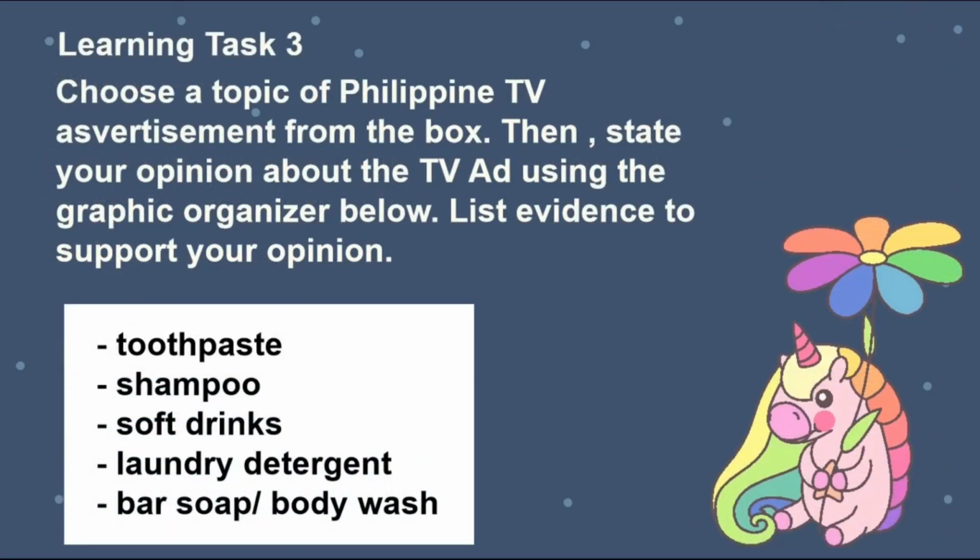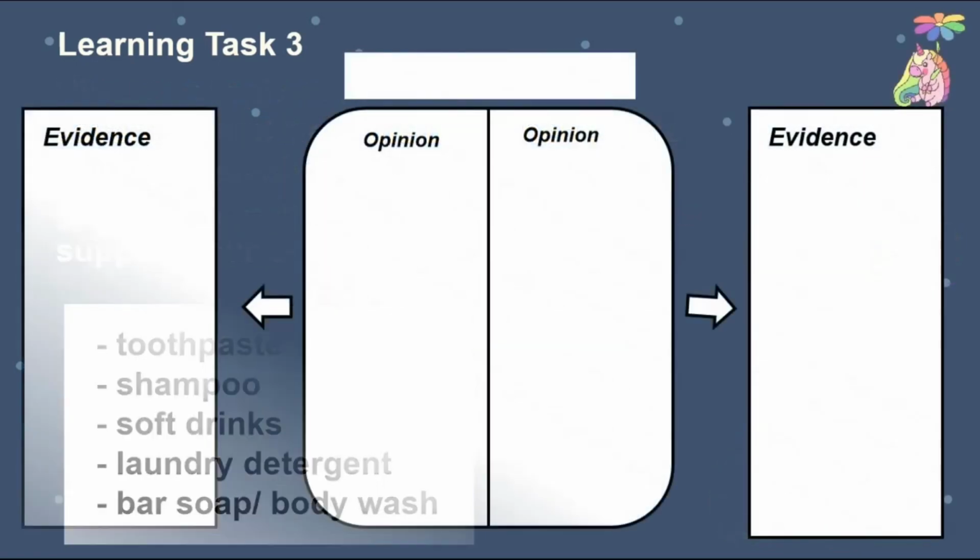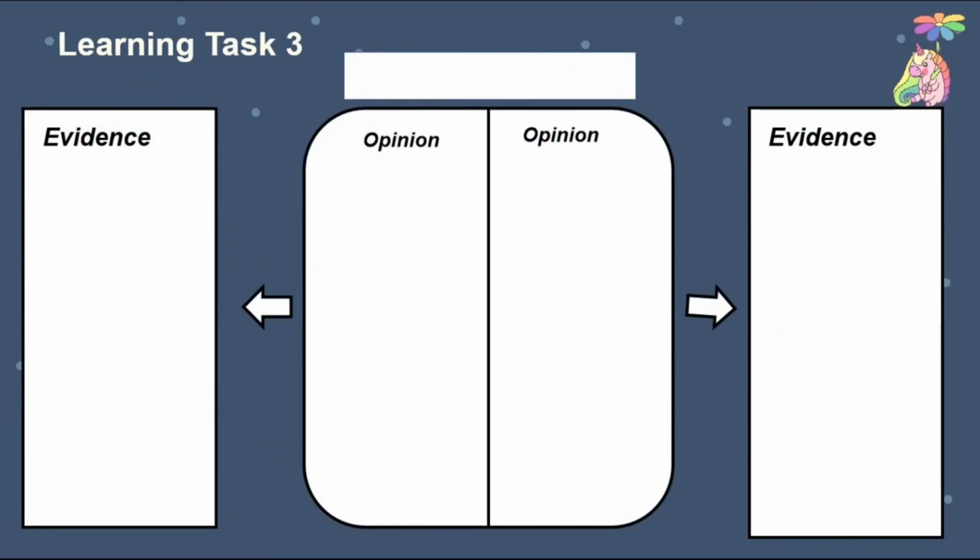Learning Task 3. Choose a topic of Philippine TV advertisement from the box. Then, state your opinion about the TV ad using the graphic organizer below. List evidence to support your opinion. So you can choose from toothpaste, shampoo, soft drinks, laundry detergent, bar soap, or body wash. So here's your graphic organizer. So an example of what you can choose would be Breeze powder detergent.